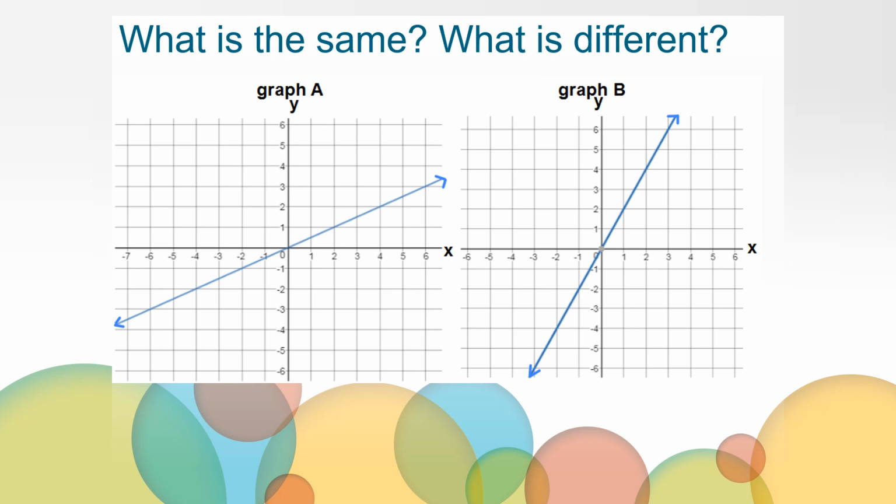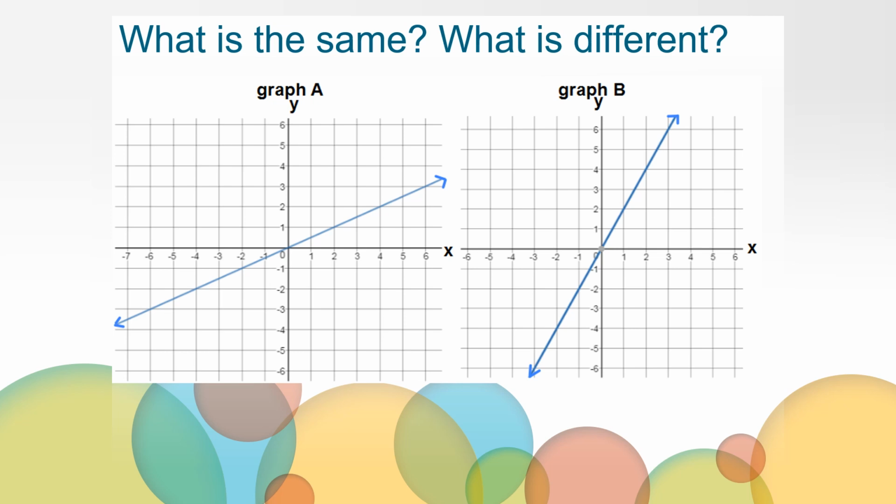You might notice that one way graphs A and B are different is that their lines cross through different points on the coordinate grid, or that graph B has a steeper slope than graph A. You might notice that one way graphs A and B are the same is that they both have the same scale and count by ones on both the x and y axes, or that both graphs show a line that passes through the point of origin, which is the 0 point on both the x and y axes. This means that both graphs show a proportional relationship. We'll dig deeper into that a bit later.